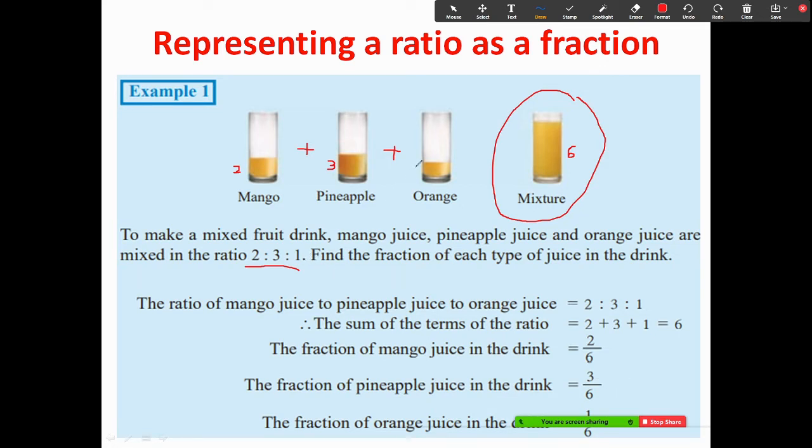Orange juice, there is only 1 part. Total is 6 parts. So, numerator is 1. Denominator is 6. The fraction of orange juice is 1 over 6. This way, we can write a ratio as a fraction. How to write the ratio as a fraction? Write the denominator by adding these components of the ratio. And numerator will be the part relevant to each quantity.